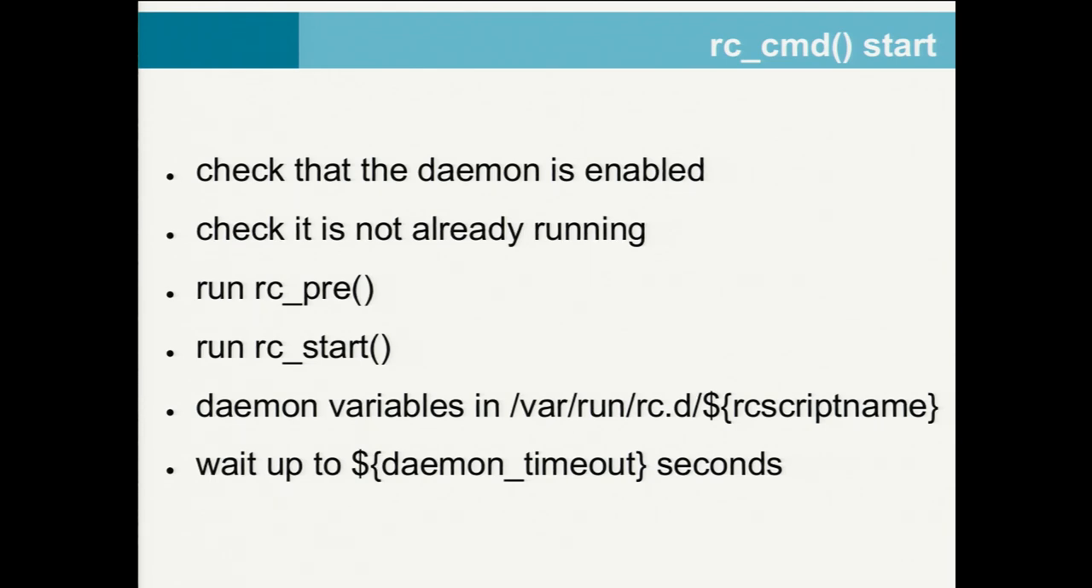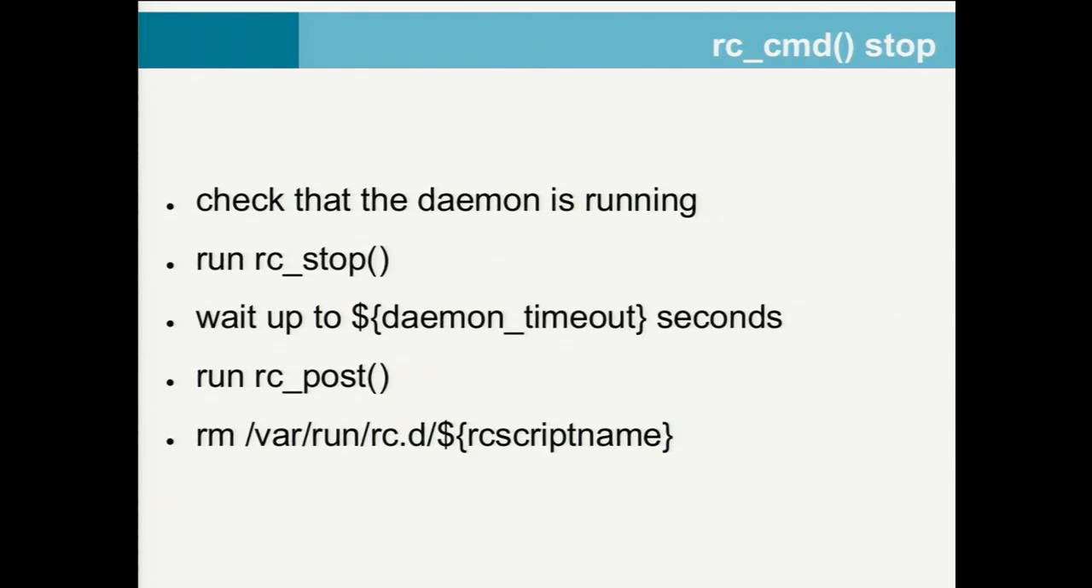When you pass the start action to rc_cmd, first it will check that the daemon is enabled. So it will basically run rc_check. It will check if it's not already running. It will run rc_pre. It will run rc_start. And then it will put all the daemon variables under this directory for an rcd's rc script name. I'm going to talk about that in 5 minutes. There is a reason we're doing that, unfortunately. And then, of course, it will wait up to the timeout seconds to make sure that the daemon is properly started.